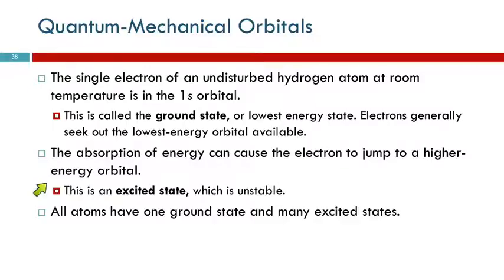But the electron can jump up to an orbital that has higher energy, just like in the Bohr model, it jumped up to a higher energy orbit. And that's called an excited state. An excited state is unstable. A little bit like teenage boys. The newest video game comes out, and they get excited, and they go to the store, and they get it, and they play, and then they revert to their ground state, which is comatose on their bed. They sleep a lot, those teenage boys. All atoms have one ground state, one lowest energy state, and they have multiple excited states. They can be a little bit excited, they can be a lot excited.